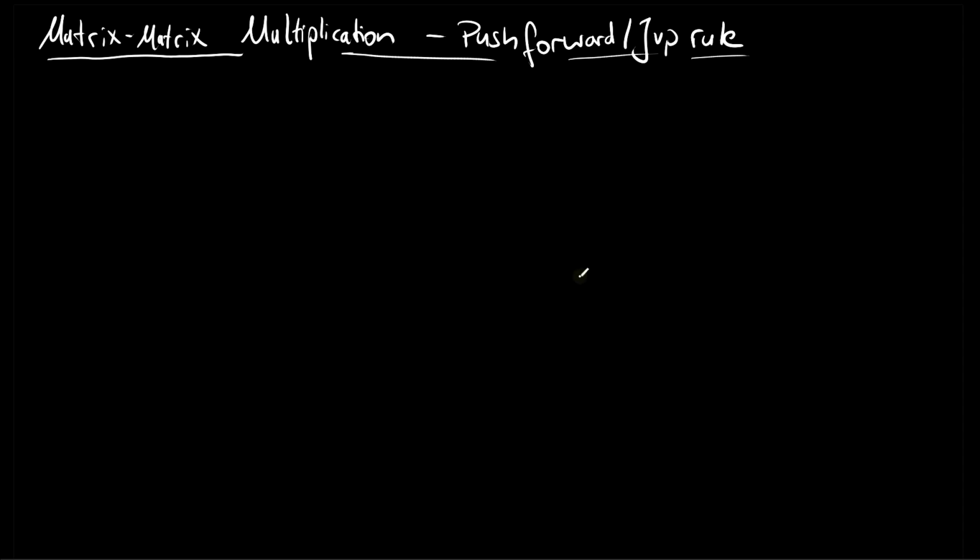In this video, we're going to derive the push-forward or Jacobian vector product rule for matrix multiplication. This operation can also be seen as a function that takes two matrices, let's call them A and matrix B, and then performs the matrix multiplication A times B. Let's call the output of that operation matrix C.